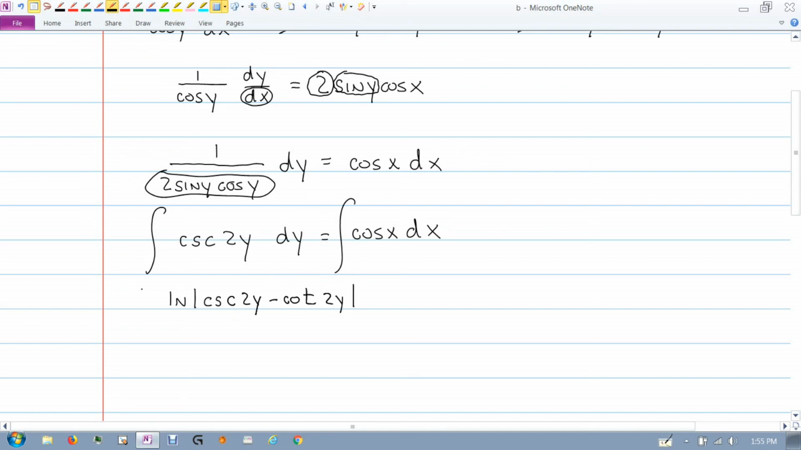That's the antiderivative, but we would have to scale it by 1/2 because of like a basic u substitution. If we did a basic u substitution of 2y, we would have to pop a 1/2 out there. So that is the left side. And then of course the right side, very nice, sine x, and then plus a constant. So that is it.